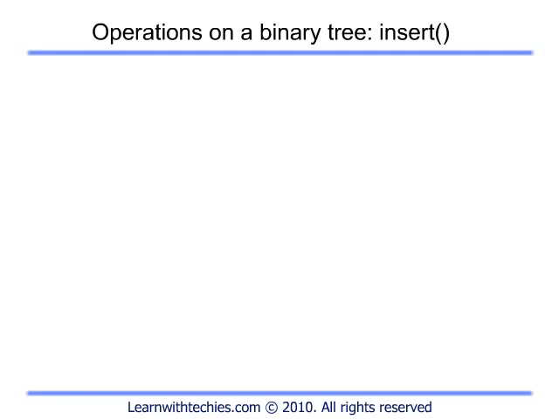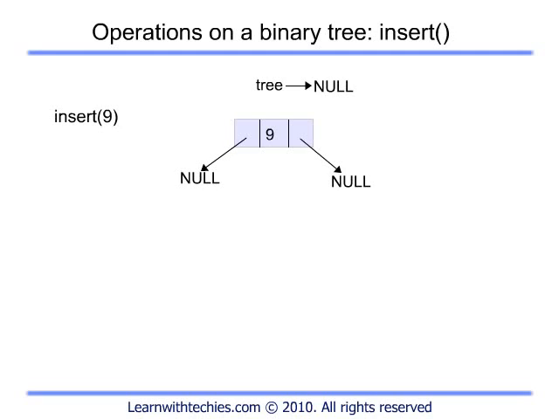The tree is initially empty. So, the tree pointer will point to null. An insert of 9 happens. A new node is created and 9 is inserted into that. Its left and right pointers will point to null. And the tree pointer will point to this node.